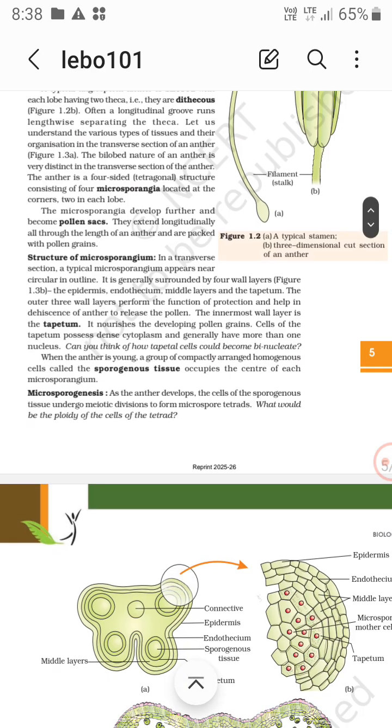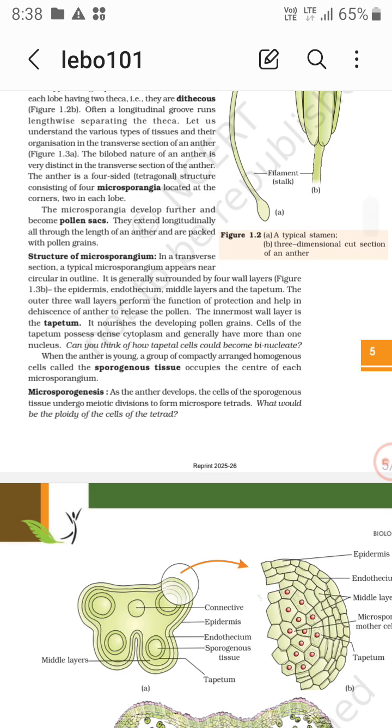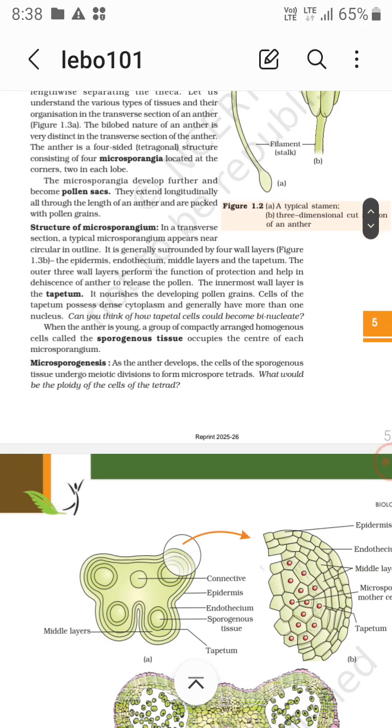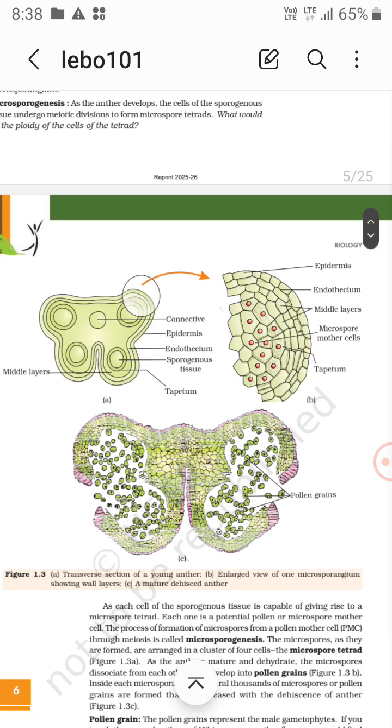Now, microsporogenesis: as the anther develops, the cells of the sporogenous tissue undergo meiotic division to form microspore tetrads. So microsporogenesis is the formation of the microspore tetrad. What would be the ploidy of the cells of the tetrad? It is haploid.